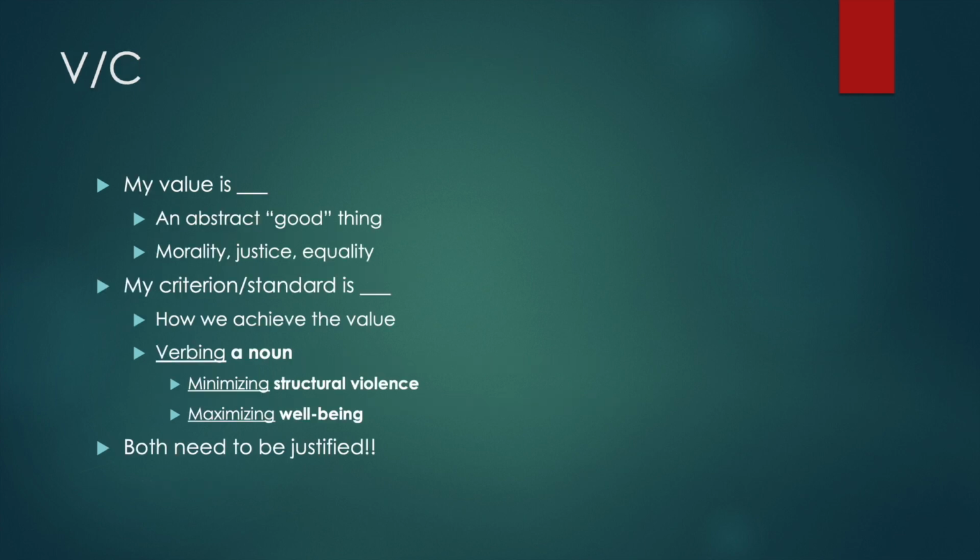So first, some quick remarks on framework. The framework for a traditional case is pretty much going to be value criterion. So remember, in value criterion framework, your value is an abstract good thing, most often something like morality. You'll occasionally see stuff like justice or equality. The criterion, also called the standard, is how we achieve the value. It most often takes the form of verbing a noun, something such as minimizing structural violence or maximizing well-being. And you need to provide a justification for both your value and your criterion.